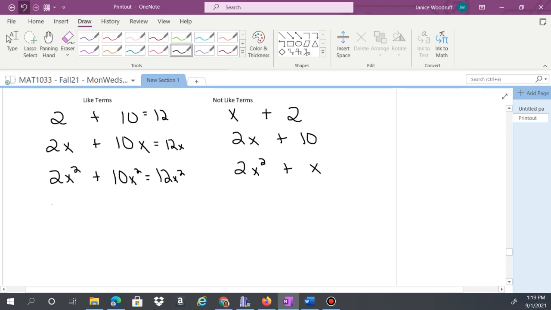And the letters have to be the same as well. So if I have a 2xy and a 10xy, that's fine. That gives me a 12xy. But if the letters are different, I cannot do that.